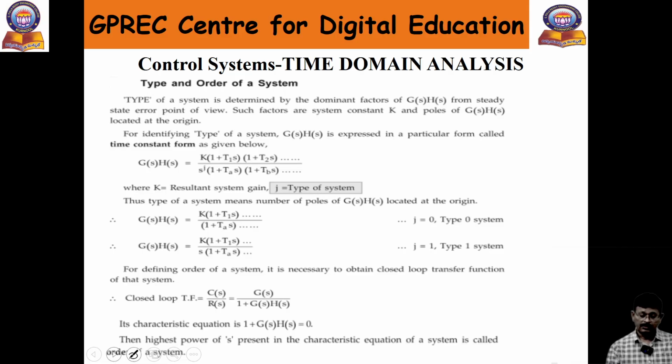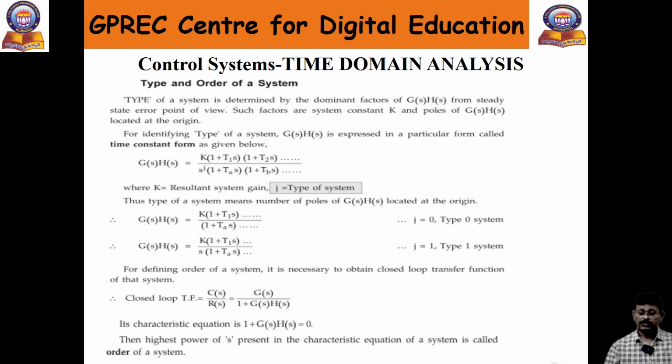Then the other topic is the type and order of a system. This is very important in control systems. For a given system, you have to see what is the type and what is the order. Let us see how to find the type and order of a system.